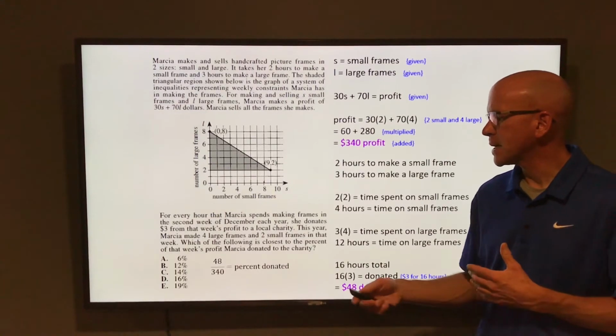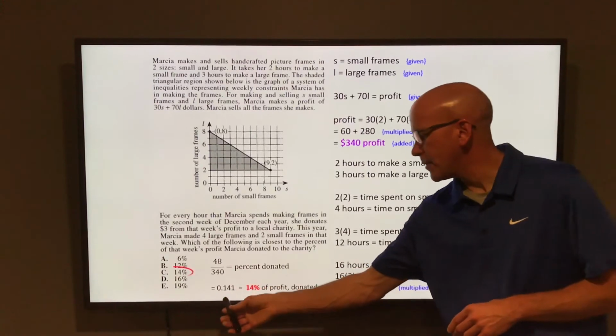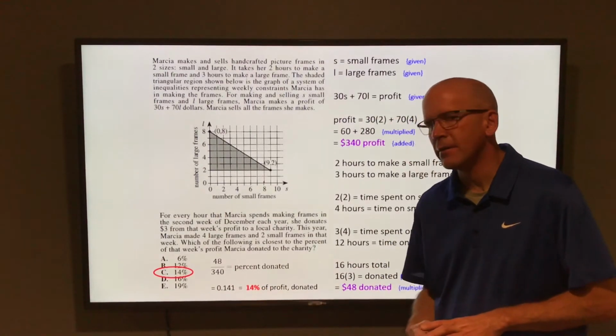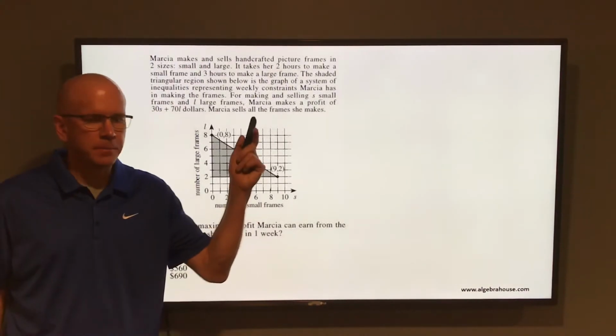To figure out the percentage, divide 48 by 340, and that would be a percentage. If you divide that, it's 0.141. That is a percentage of 14%. Letter C.